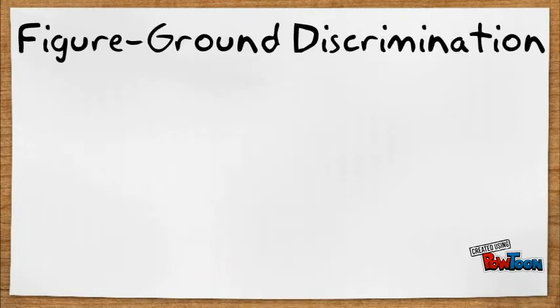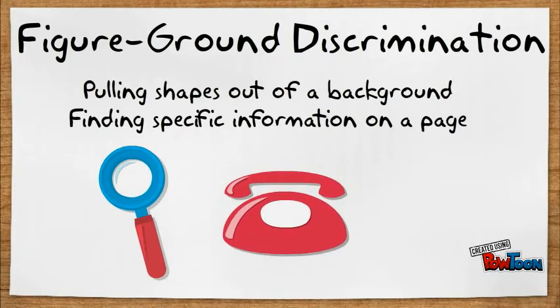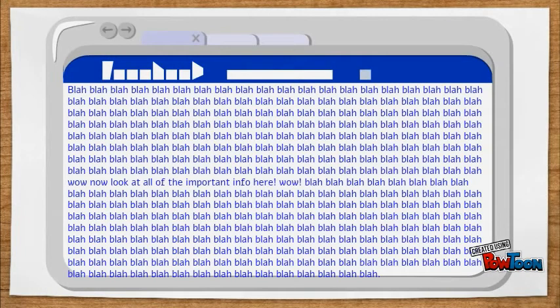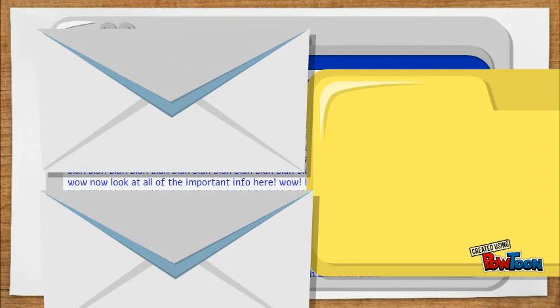Figure ground discrimination has to do with pulling shapes out of a background, or finding a specific piece of information on a page, such as a telephone number in a telephone book. Using an index card or a marker to block out distractions while reading may be helpful. Highlighting useful information can also help those with visual processing disorders.